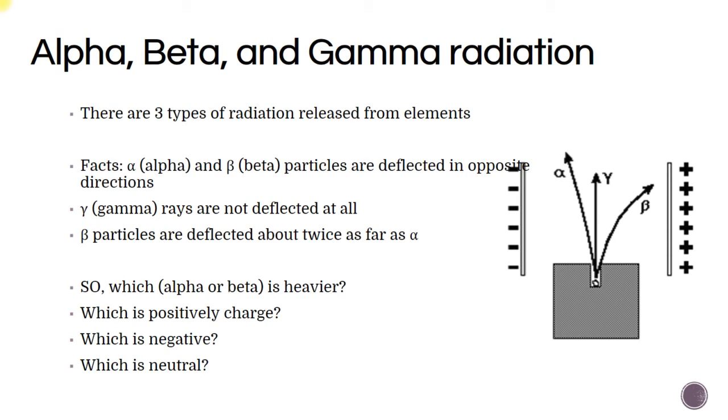So as we discussed, there's 3 types of radiation: alpha, beta, and gamma particles. And so my question here for you is, do you remember which one is heavier?